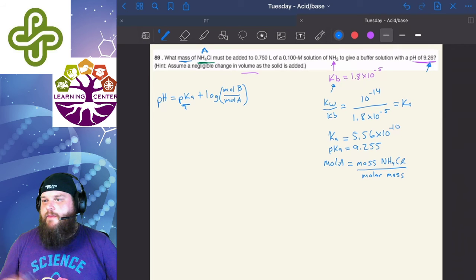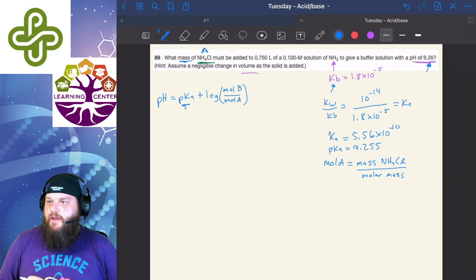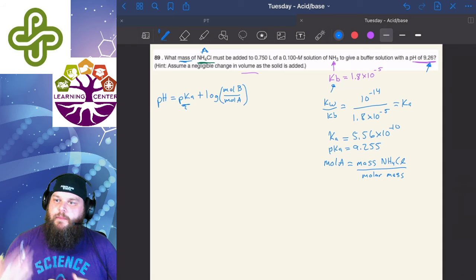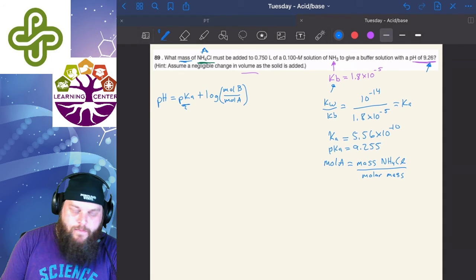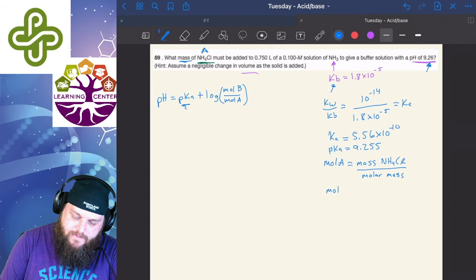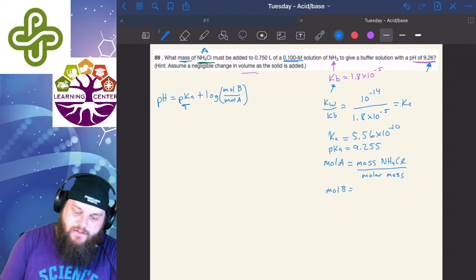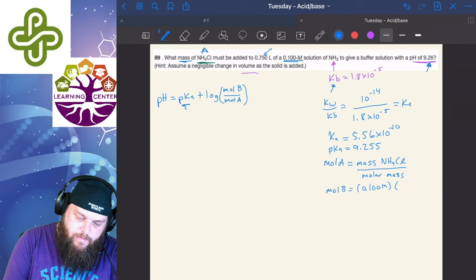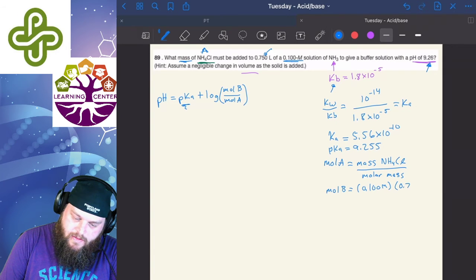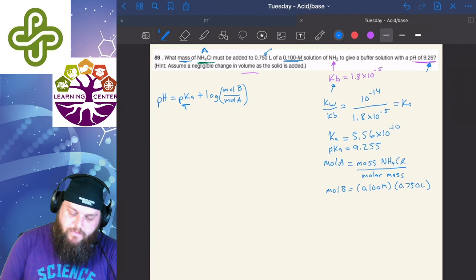Because anytime you have the mass, which is usually in grams, we divide it by grams per mole, we're going to get moles, and that's going to be our moles of our acid. We know the moles of base is going to equal the concentration of the ammonia solution, which is 0.100 molar, multiplied by the volume that we have of 0.750 liters.